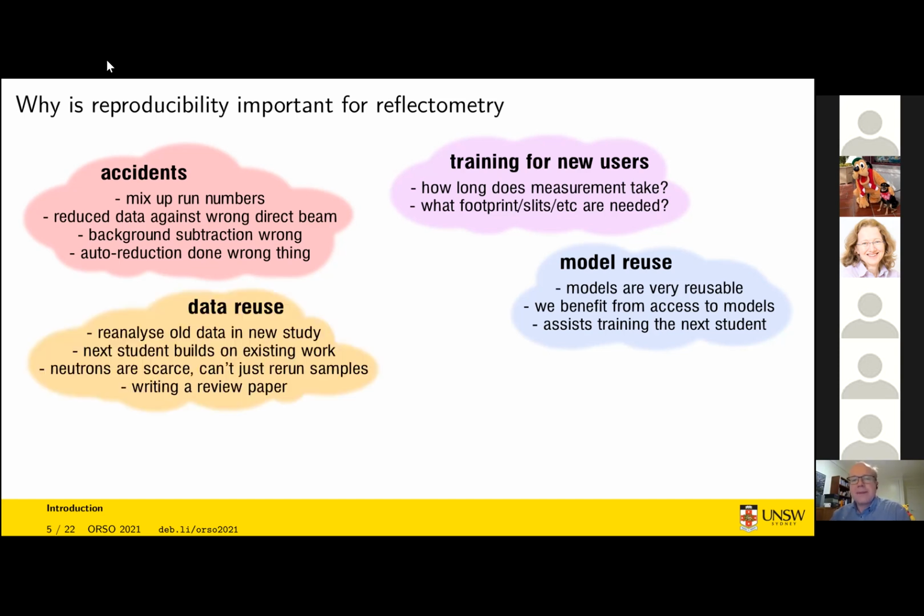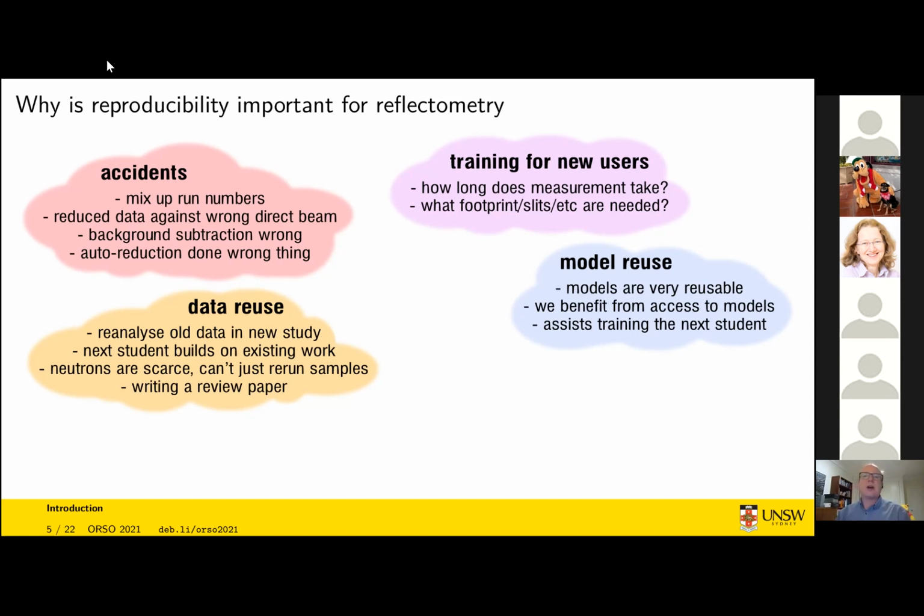Now, the other thing that we have to think about is that we should be able to reuse the raw data. So neutrons are scarce things. We can't just afford to rerun samples just because we've gone from PhD student 1 to PhD student 2 over the course of a long project. And we might want to be able to plot data from one experiment in comparison to data from a newer experiment, where maybe it's just a different concentration of the same thing.